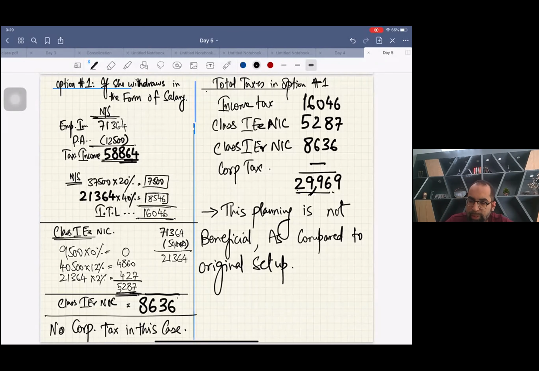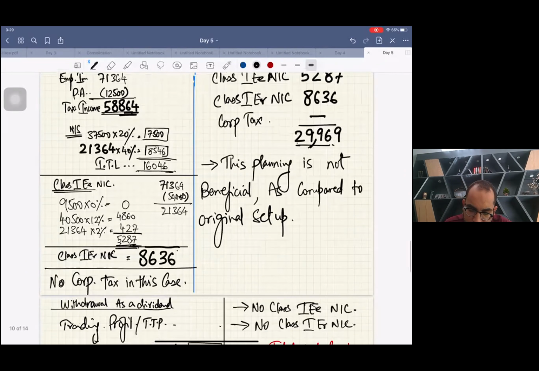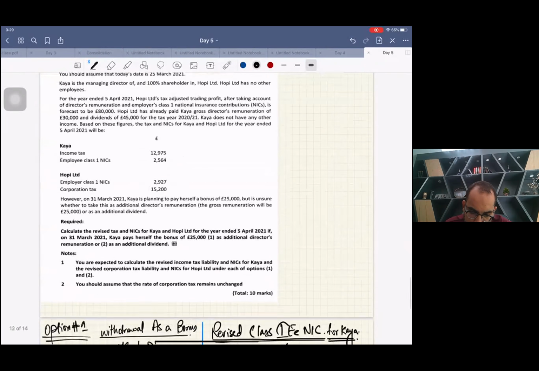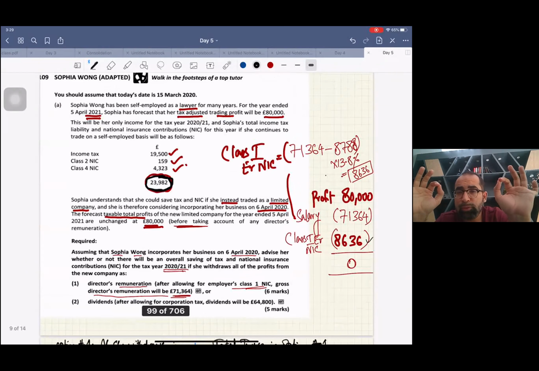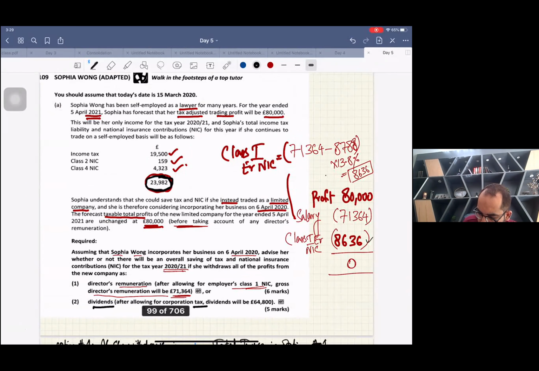Now let's move to the second package. Listen, in the second package, see the requirement. The profit of the company was 80,000. Don't forget, you must know a little accounting. Now, after allowing for corporation tax, the dividend will be 64,800. Now she will receive a 64,800 dividend income.